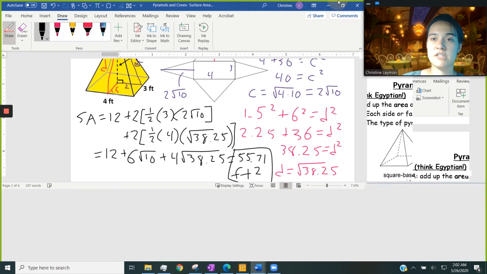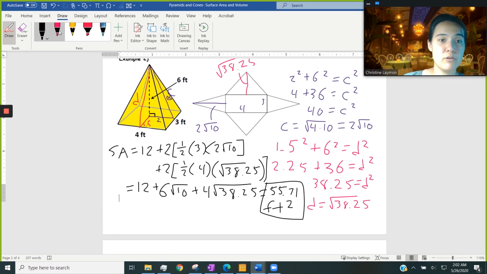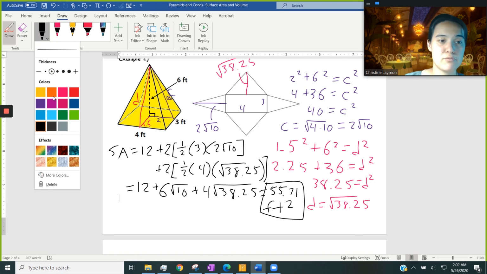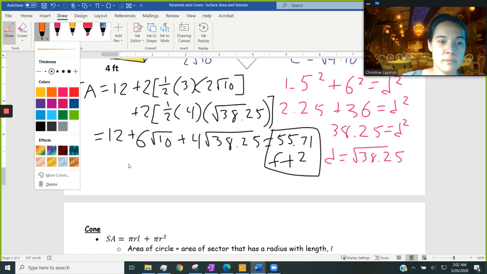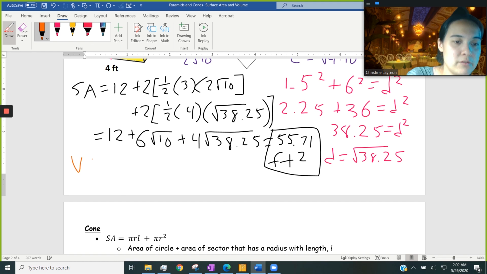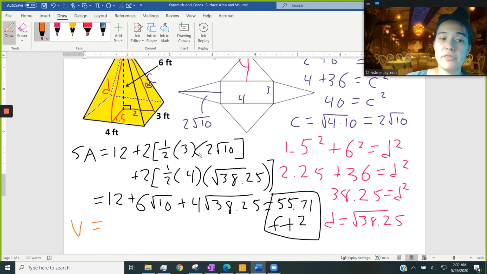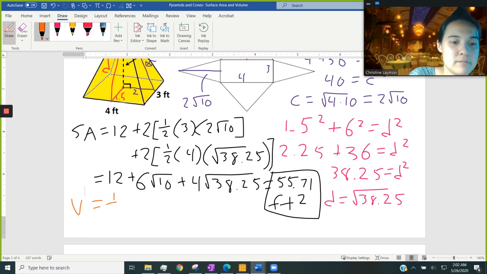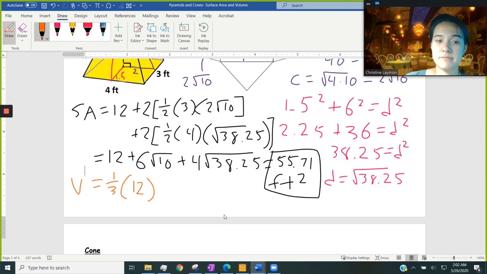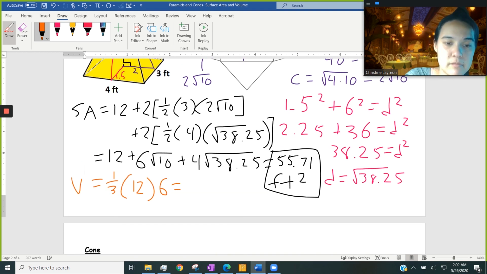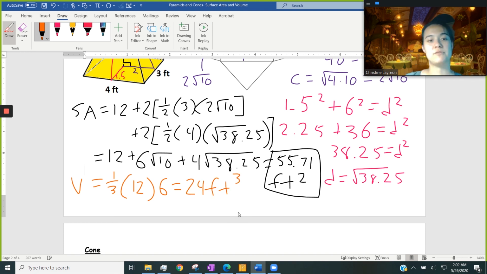Let's go ahead and take a look at volume. And luckily, volume will fit in the little space we have left here. Volume is pretty small. So volume equals, and that's just going to be 1/3 area of the base times height. So 1/3 times 12. That's because that rectangle is 3 times 4 times the height of 6. Okay. Well, 12 divided by 3 is 4, and 4 times 6 is 24. So 24 feet cubed. So that's our volume.